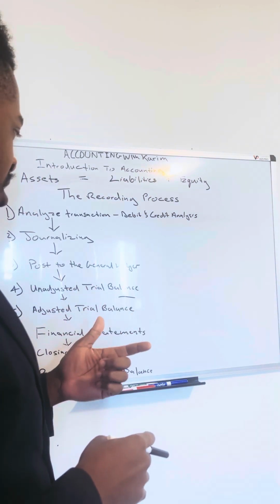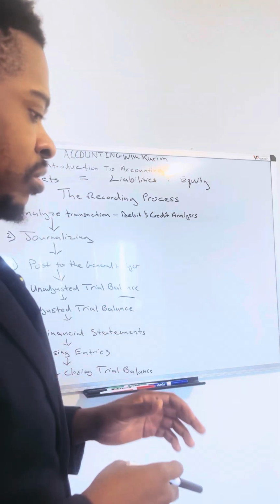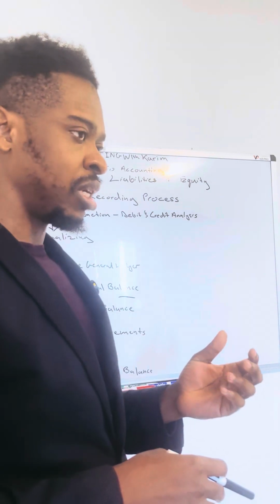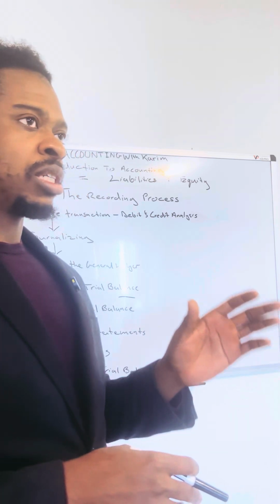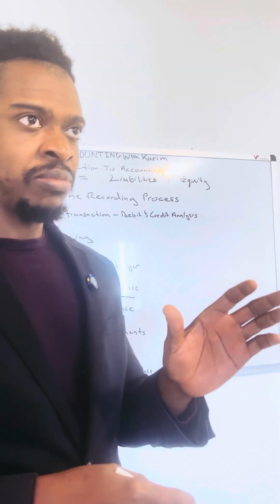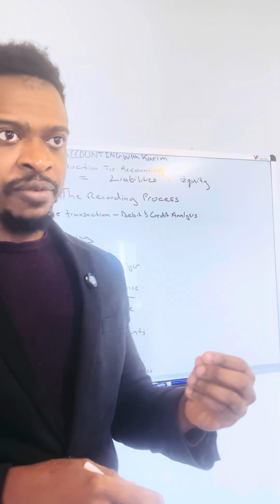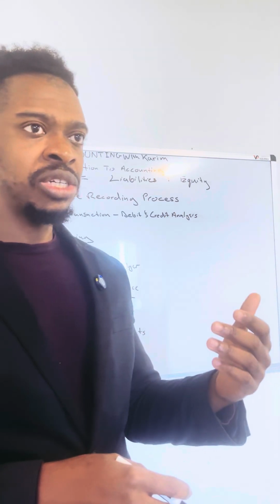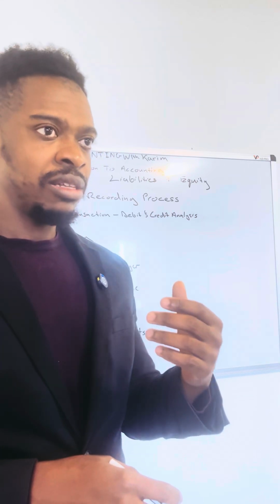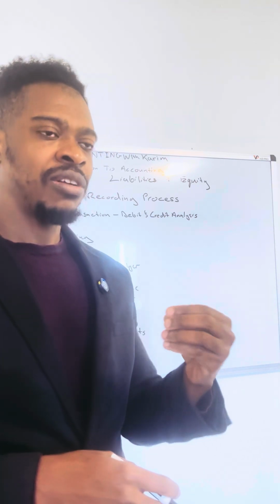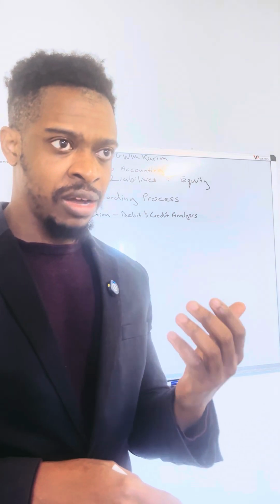Step number 3, we have to post it to the general ledger. So the general ledger, the definition, is a group of different accounts that are kept separately. So for example, the equipment account that we have, right? Only transactions that affect the equipment account will be posted to the equipment account. For cash, the same goes for cash. Only transactions that affect the cash account will be posted to the cash account, right?